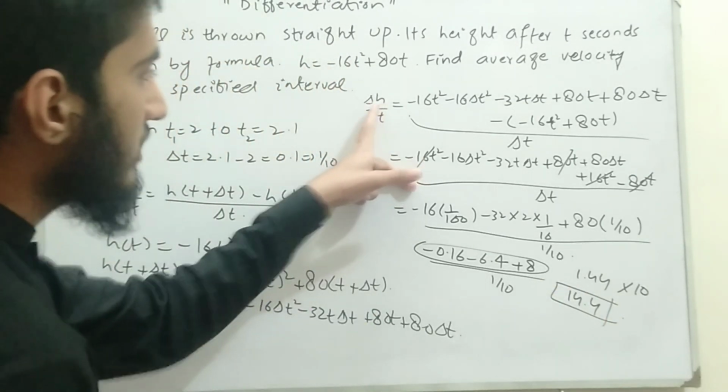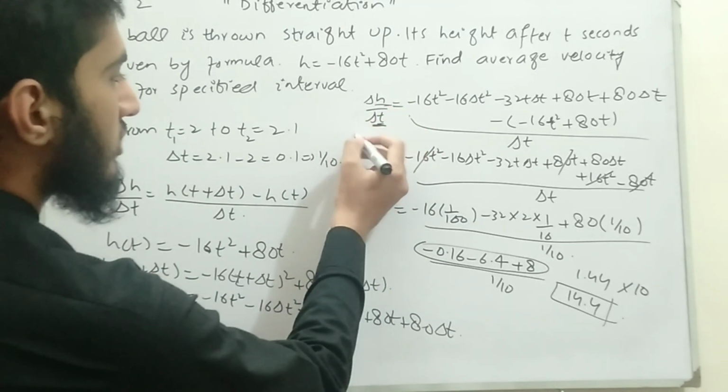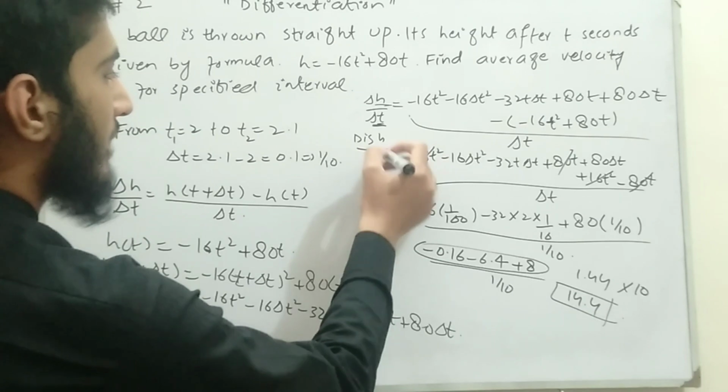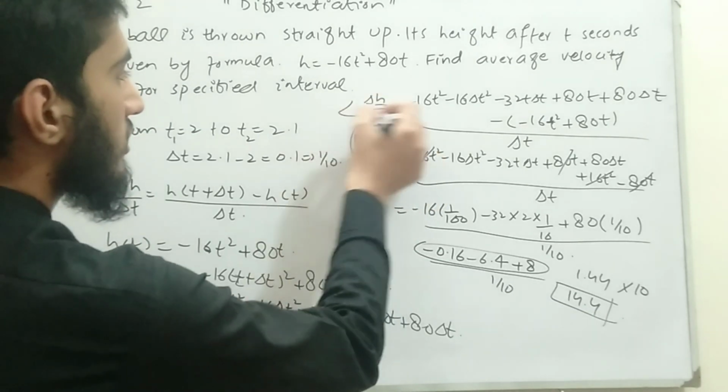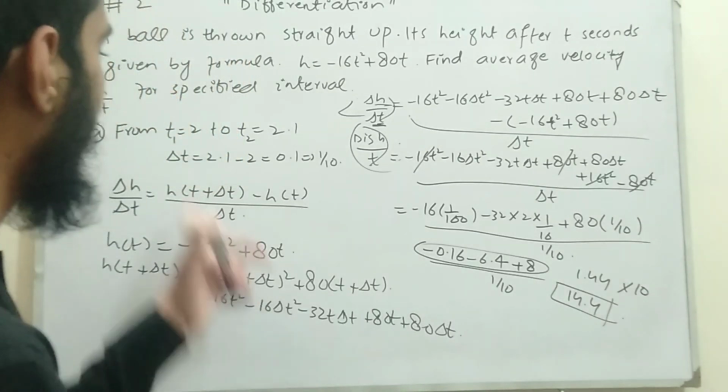Del h by del t means the distance or height covered in a unit time. So you know that displacement or height divided by time is actually equal to the velocity. So this is actually our average velocity, which is the required result, 14.4, for part A.